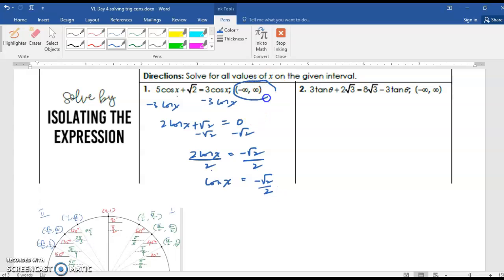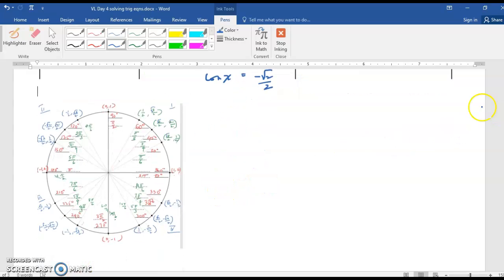And it is important for us to note that the angles you are going to solve should be between negative infinity and infinity, meaning you should supply all the angles where this is true, because it's all real numbers. So first of all, where is negative root 2 over 2? Cosine is negative in the second and third quadrants. So it is at 135, right? So 3 pi over 4 and 5 pi over 4.